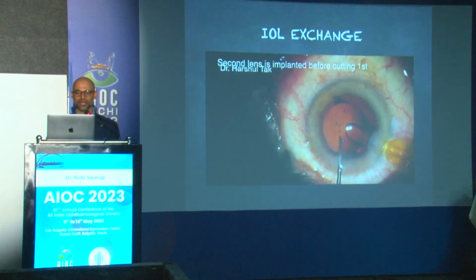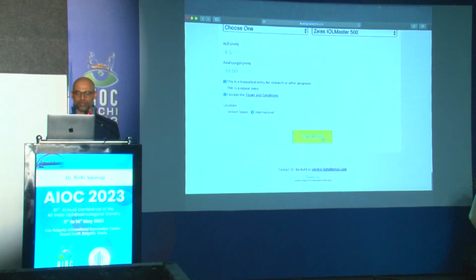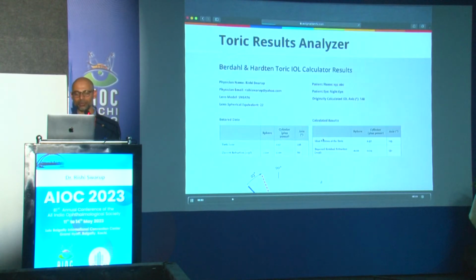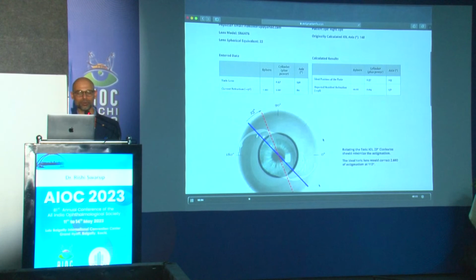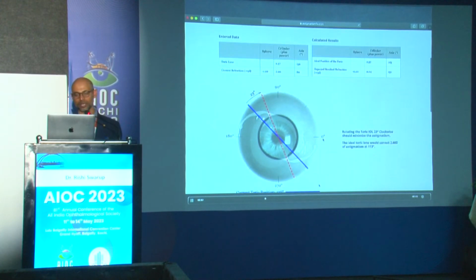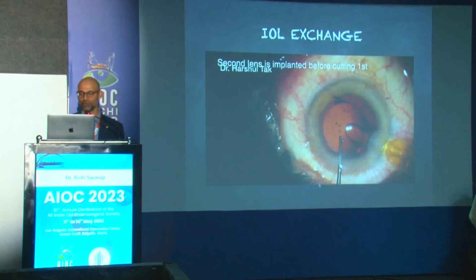So this is the website astigmatismfix.com. You just have to enter the data and basically click calculate, and it will tell you in a diagrammatic fashion how much you need to rotate the lens in which direction, clockwise or anti-clockwise, and it will tell you the estimated residual astigmatism. So that's what you want to do.